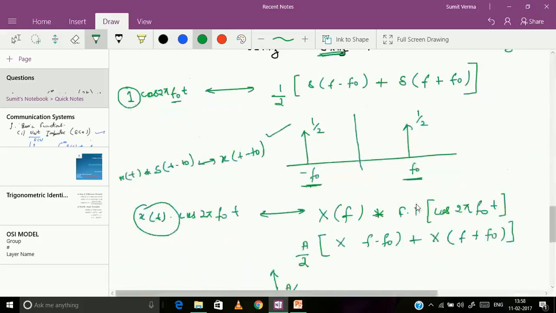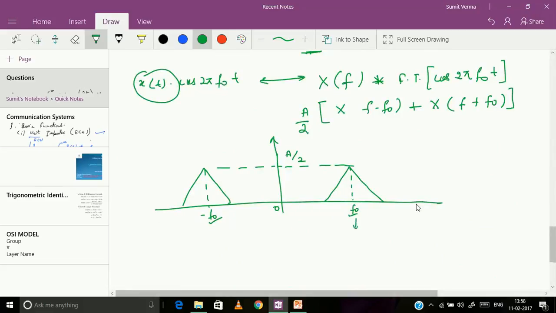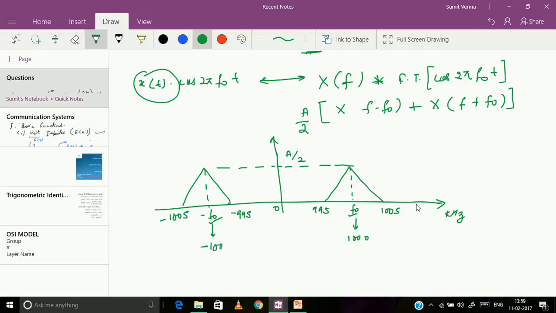So these limits will now become, if this is your 1000, I am writing this in kilohertz scale here, this becomes 1005 and this becomes, oh sorry, not minus, this becomes 995 kilohertz. Similarly here on the negative side. So this is how you get the Fourier transform of any function multiplied with cos function. This is called the modulation property.